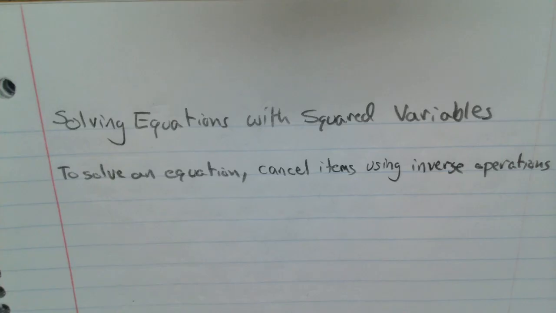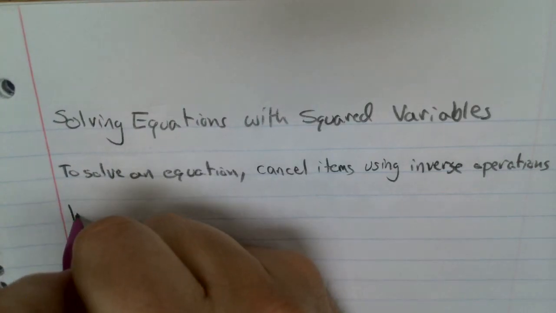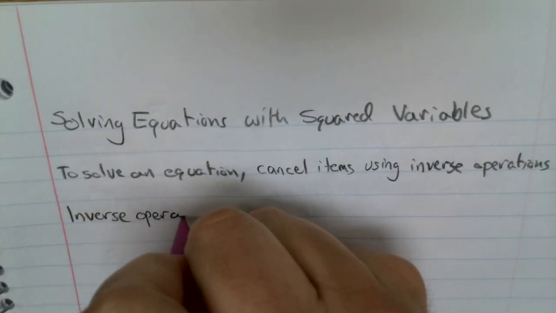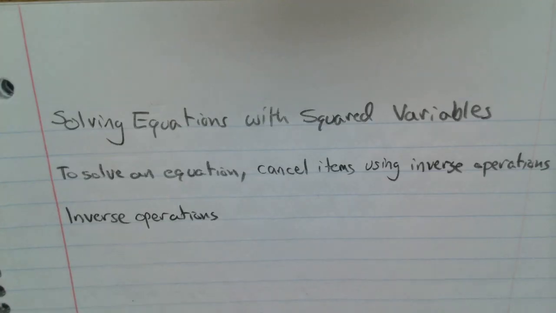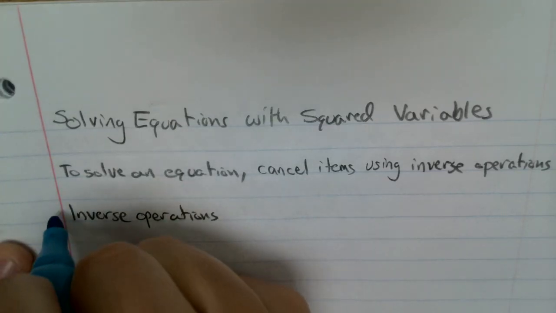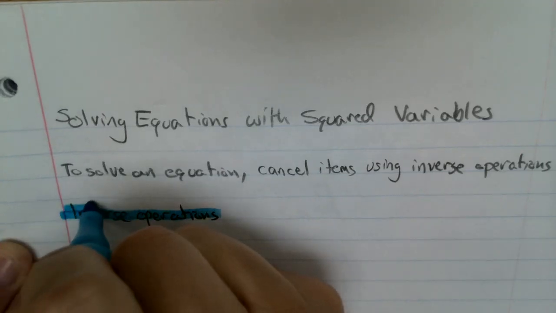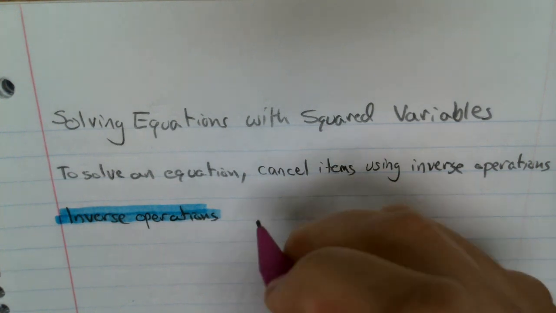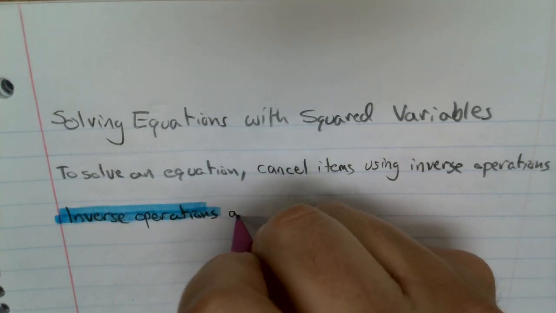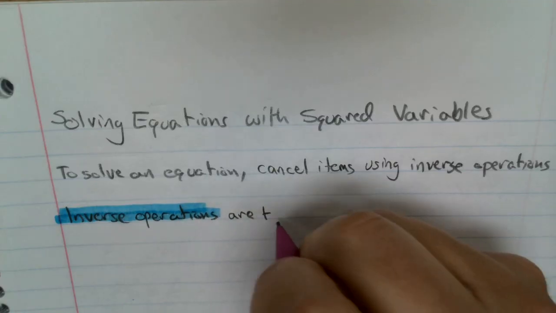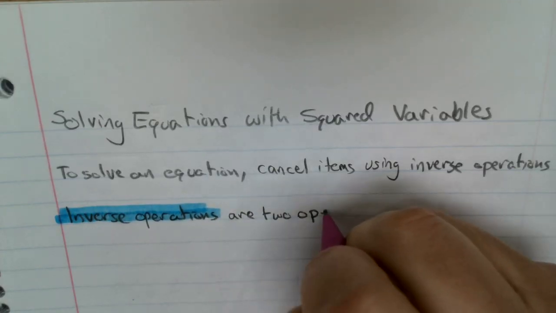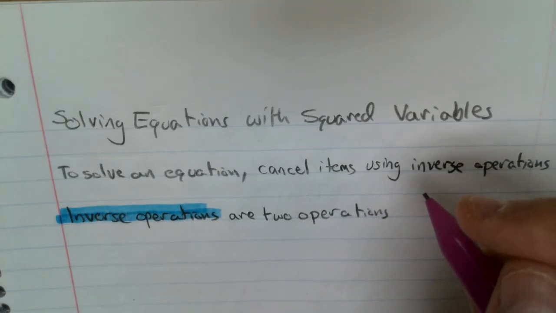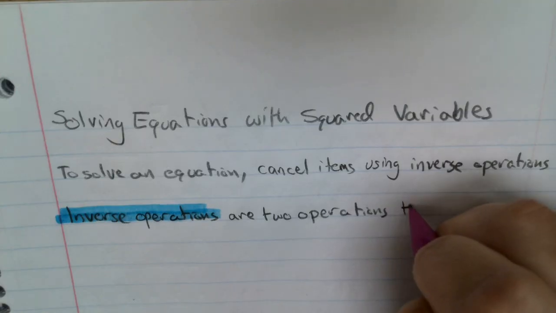So we're going to go ahead and define inverse operations again, just to review. I'm going to go ahead and highlight that word, so if I'm looking over my notes later, I see my vocabulary word right there, and I'll have the definition. Easy to find. So inverse operations are two operations that undo each other.